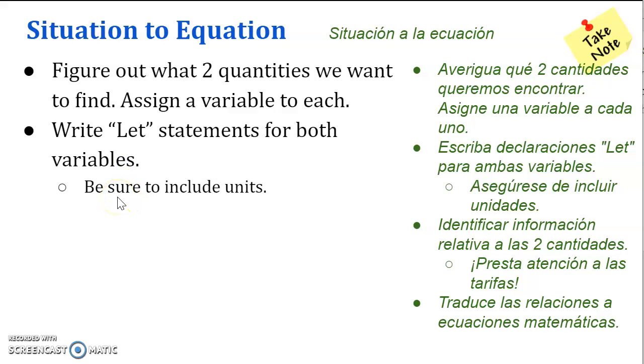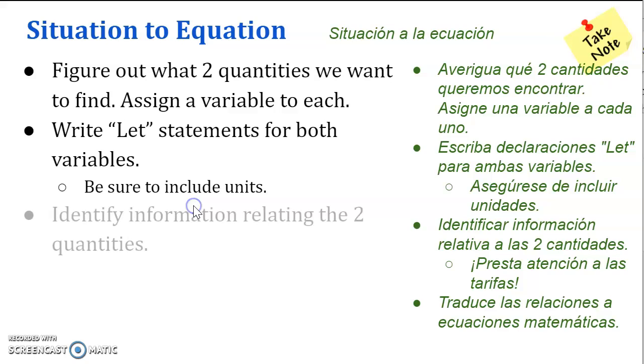Be sure to include units. You can't just say x is guava, y is mangoes, because it could be many different qualities about mangoes. It could be colors of mango, it could be quantities of mangoes, there are many different things. But when you say units, then it's very clear. So make sure you write units, and then identify the information relating the two quantities.